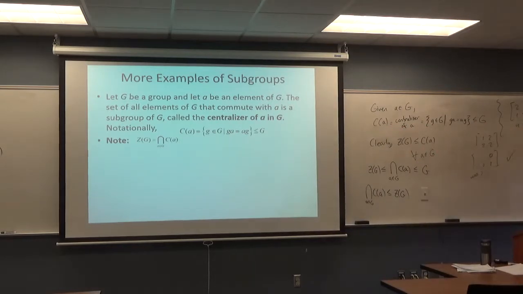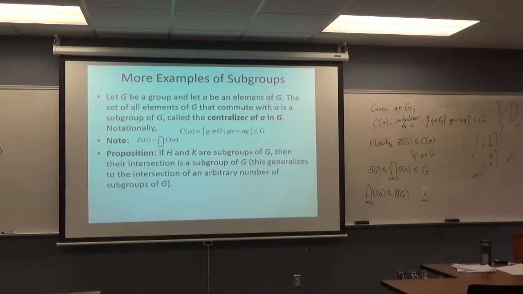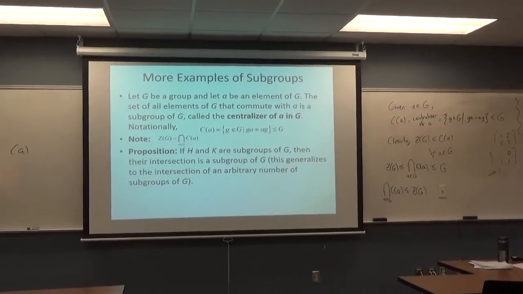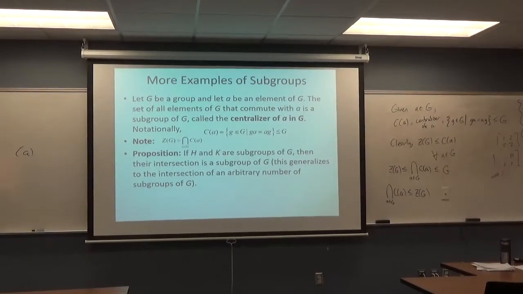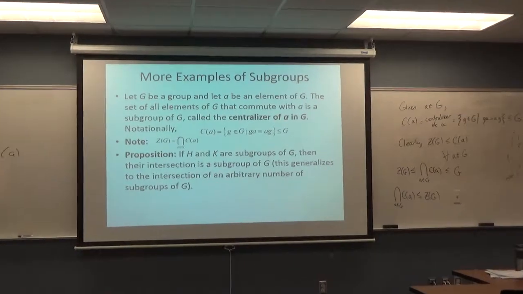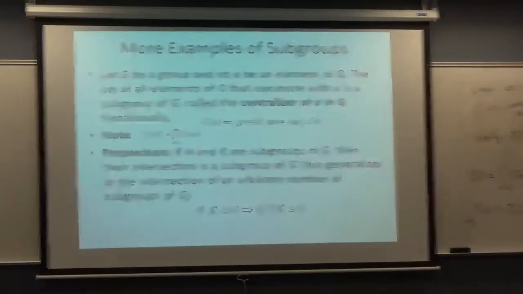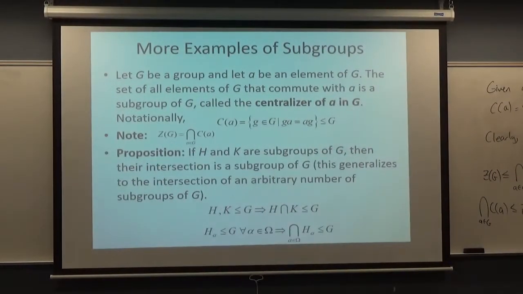Here's a few more facts that are of a difficulty level that could show up on the test. If H and K are subgroups of G, then their intersection is a subgroup of G. And this fact generalizes to the intersection of an arbitrary number of subgroups of G. So you can write these two implications.